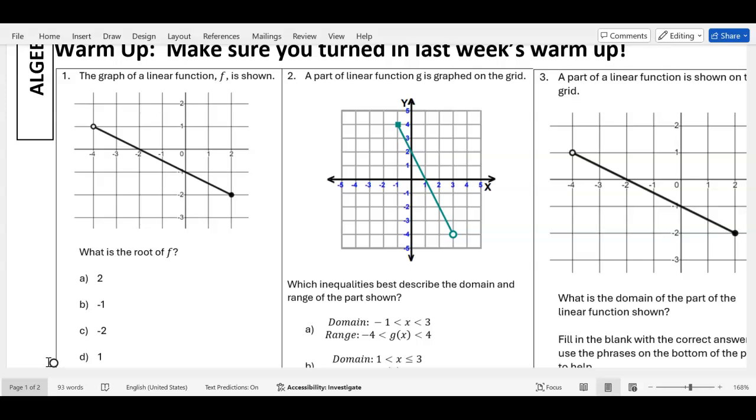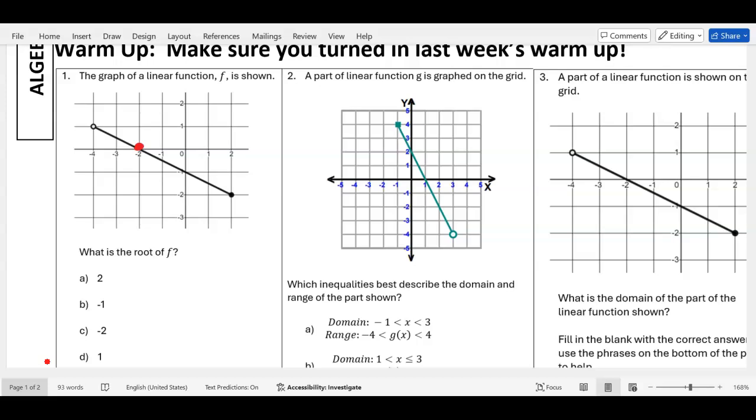So look right here. This graph crosses the x-axis right here. Y'all see that red dot? Okay, that's where the graph crosses x. You can call that an x-intercept or a zero or a solution or a root. Zero, root, solution, x-intercept. Okay, but here's the deal.